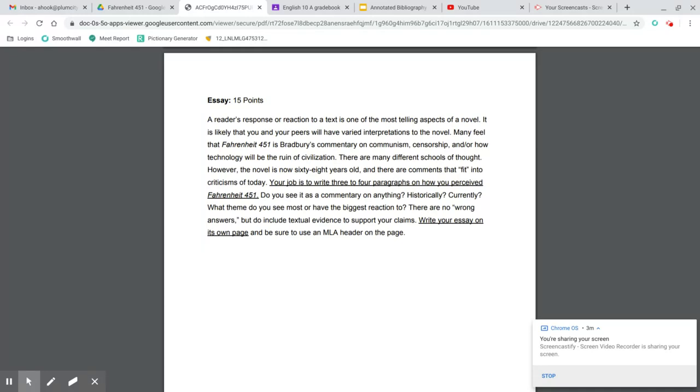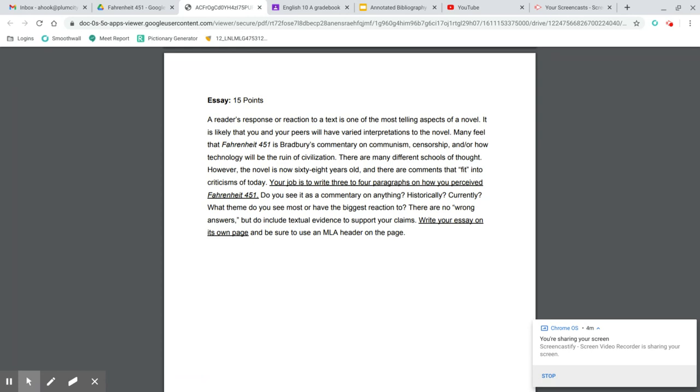So I ask that you write 3 to 4 paragraphs on how you perceived Fahrenheit 451. Do you see it as a commentary on anything historically, currently? What theme do you see most or have the biggest reaction to? That kind of ties to those first 2 questions in the last section. If you did those, this might be an easy portion for you to do. So maybe you should consider doing the essay first before those other, or something along those lines. Again, there are no wrong answers, but do include textual evidence.